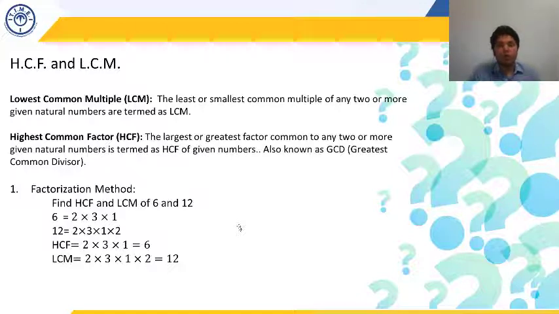It is going to be 2 again, because 2 is there only in 12. So we will multiply that 2 also. So 2 into 3 into 1 into 2 is going to be 12, which is the LCM.